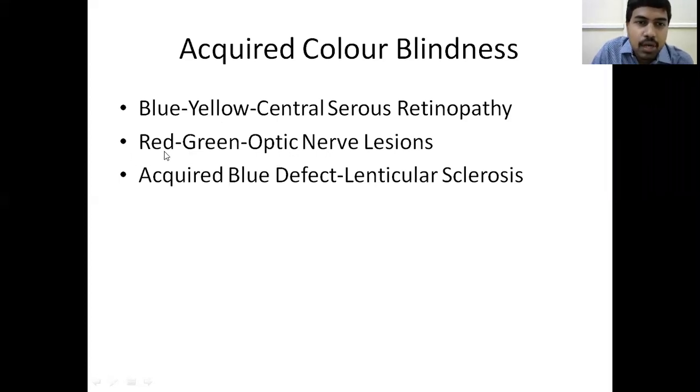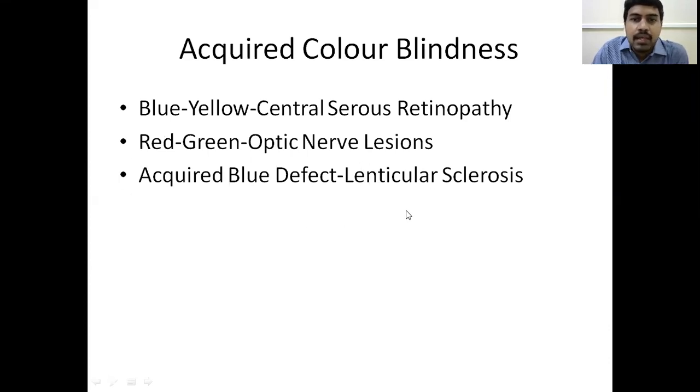Similarly, in optic nerve lesions, optic neuritis, I told you there will be red desaturation. So the patient will identify the red color as slightly pale red in color. That is, red desaturation will be identified. So in optic nerve lesions like optic neuritis and papilledema, a red-green defect will be seen, especially red color desaturation.